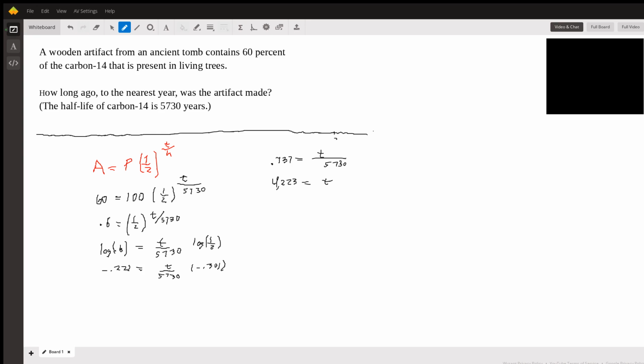And it's a reasonable answer. It's always good to sit back and check your work to the extent that you can. If you wanted to, of course, you could go back here and plug this into t and see if you get 0.6.